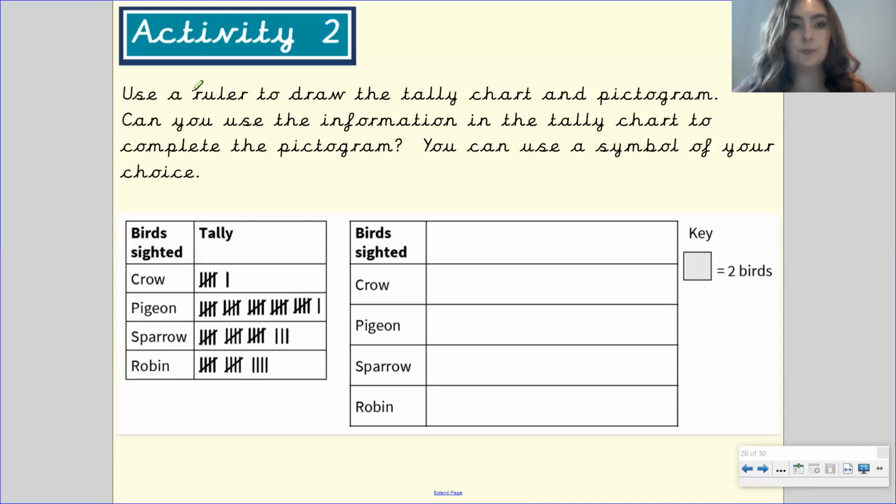Okay, activity number 2. Again, using a ruler, draw the tally chart below and pictogram. Can you use the information in the tally chart to complete the pictogram? And you can use a symbol of your choice. So if you don't want to do a square, you could do something different. Maybe you'd want to draw a picture of a bird because it's about birds. So you need to use a ruler to put this tally into a pictogram using a key of your choice, using the symbol. Needs to say 2 birds is the picture, but you can choose the symbol that you use. So pause the video here if you are going to complete activity number 2.